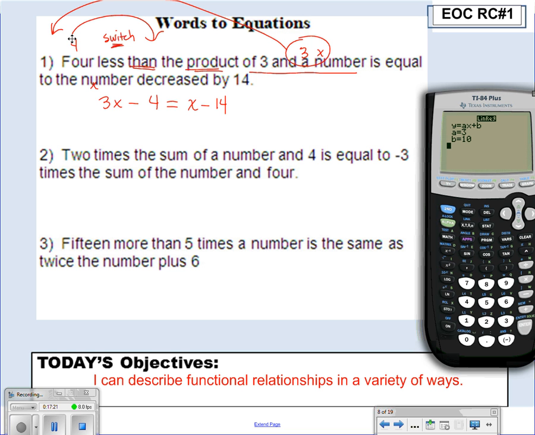Again, remember, these are going to be multiple choice, so it's just a matter of can I pick out words that I know in order to match the equation that I know.